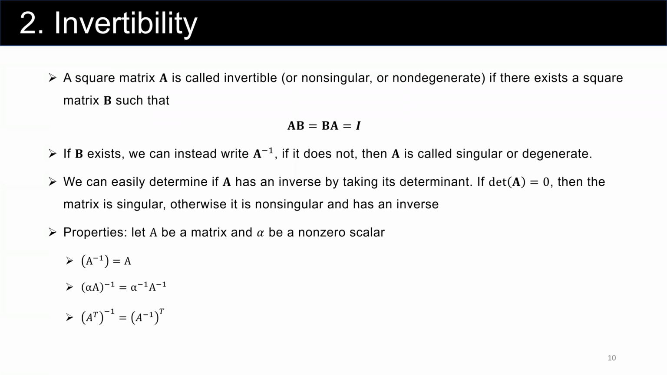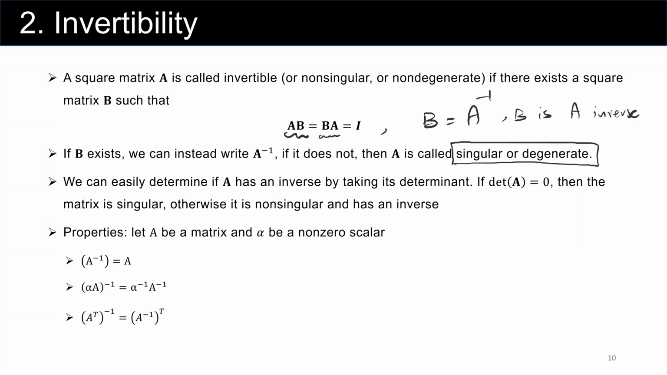All right, invertibility. If you are given a square matrix A, it's invertible, non-singular, or non-degenerate if there exists a square matrix B such that A multiplied by B is equal to B multiplied by A is equal to I. In this case, we show B as A inverse. So we say B is A inverse. This is how we read it. And if it does not exist, then we say A is a degenerate or singular matrix. So how can we determine whether matrix A is invertible or not? We can easily determine that by finding its determinant. If the determinant of a matrix is equal to 0, then the matrix is singular. Otherwise, the matrix is non-singular and has an inverse.